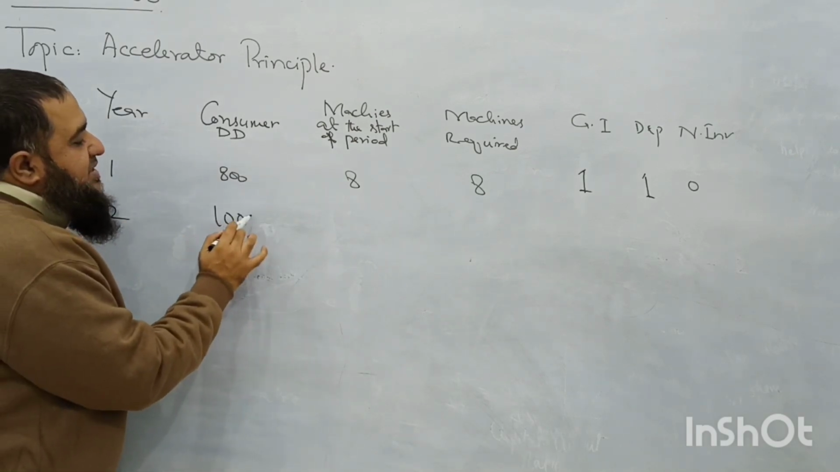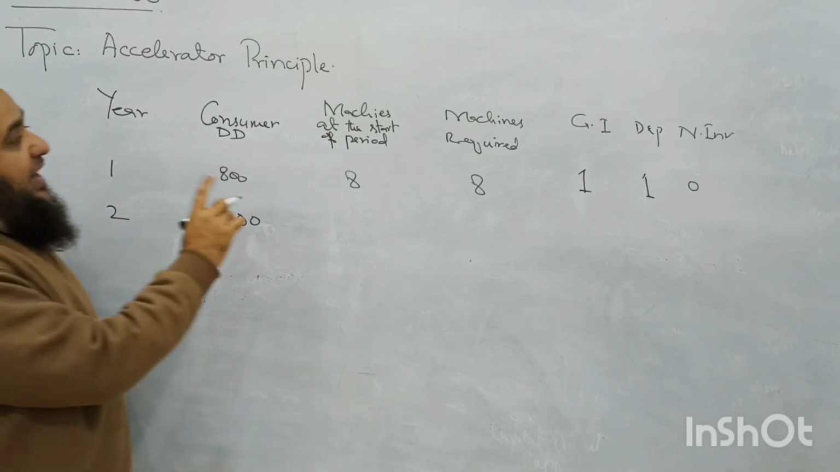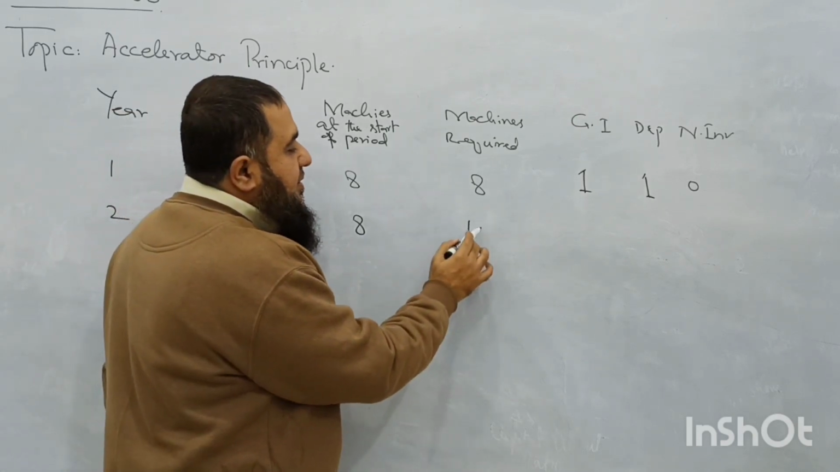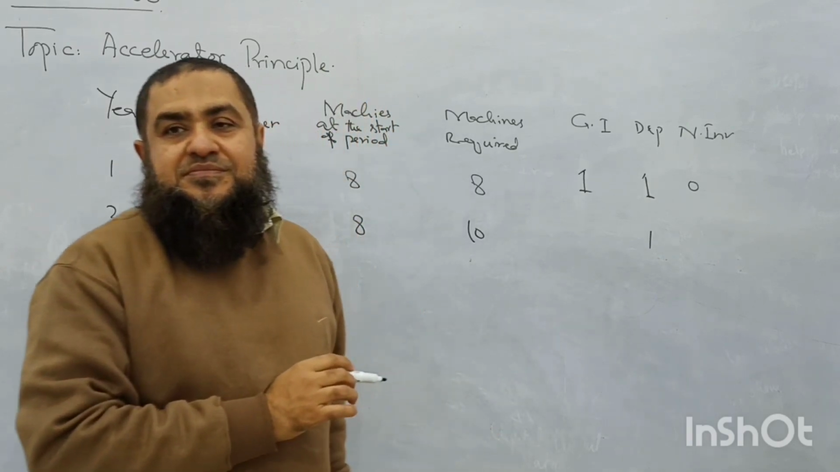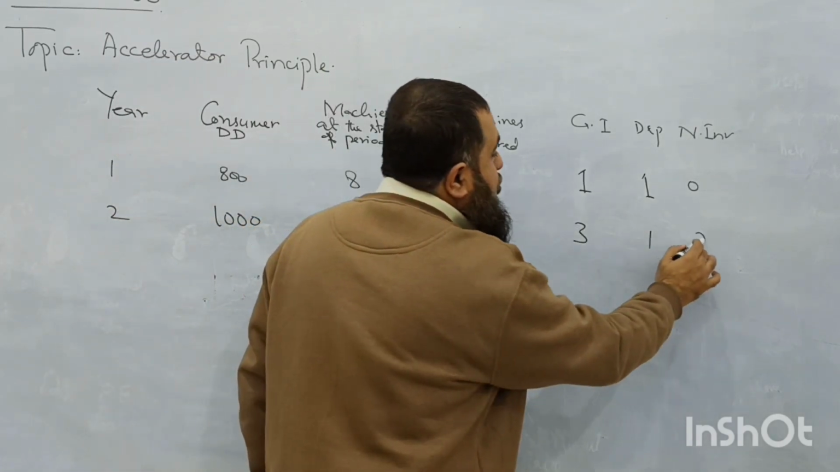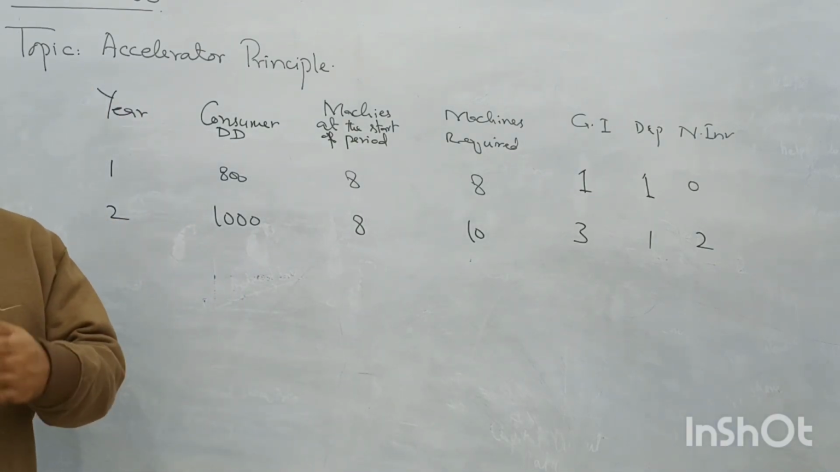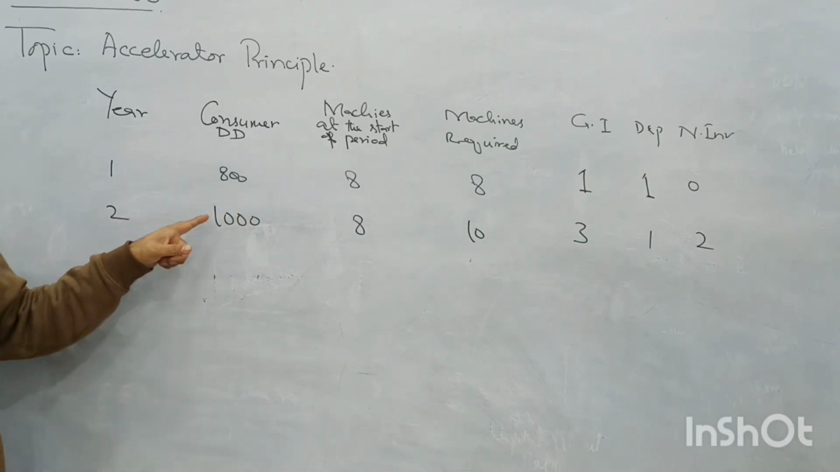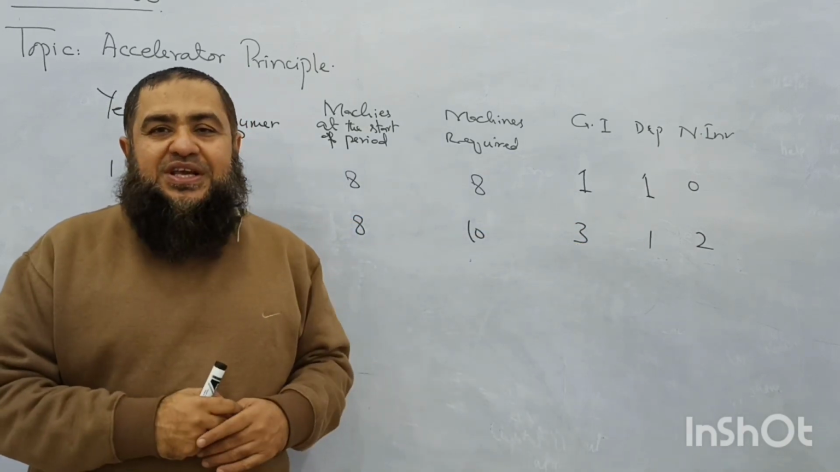Now come to the second year. Consumer demand has increased to 1000. So we have 8 machines at the start. How many are required? 10. So 1 is depreciating, so we will bring 3. So 2 is the net investment. Every year we assume one machine is going to depreciate. Do you think that due to the increase in consumer demand, net investment has increased? Yes. So it means the accelerator is working in the economy.